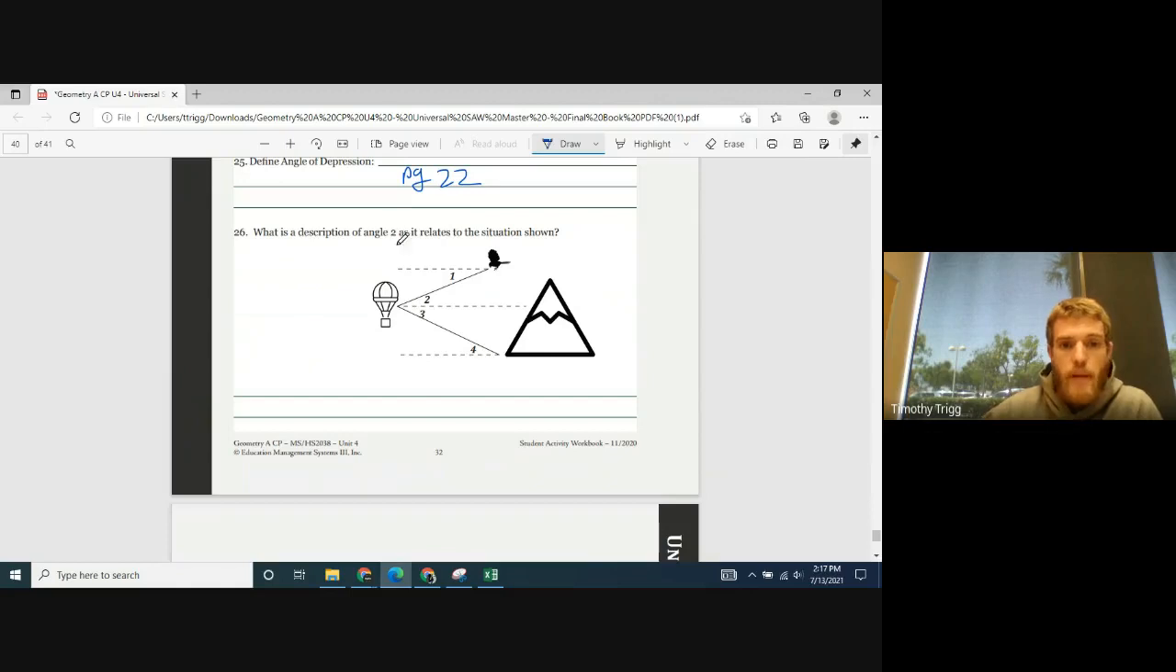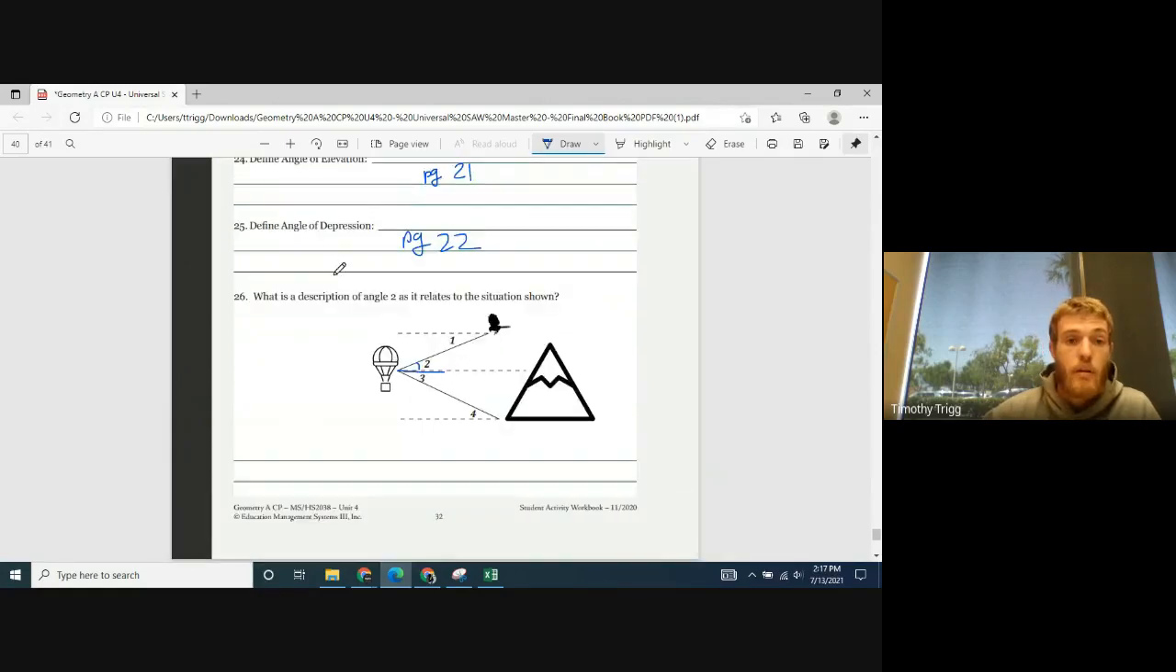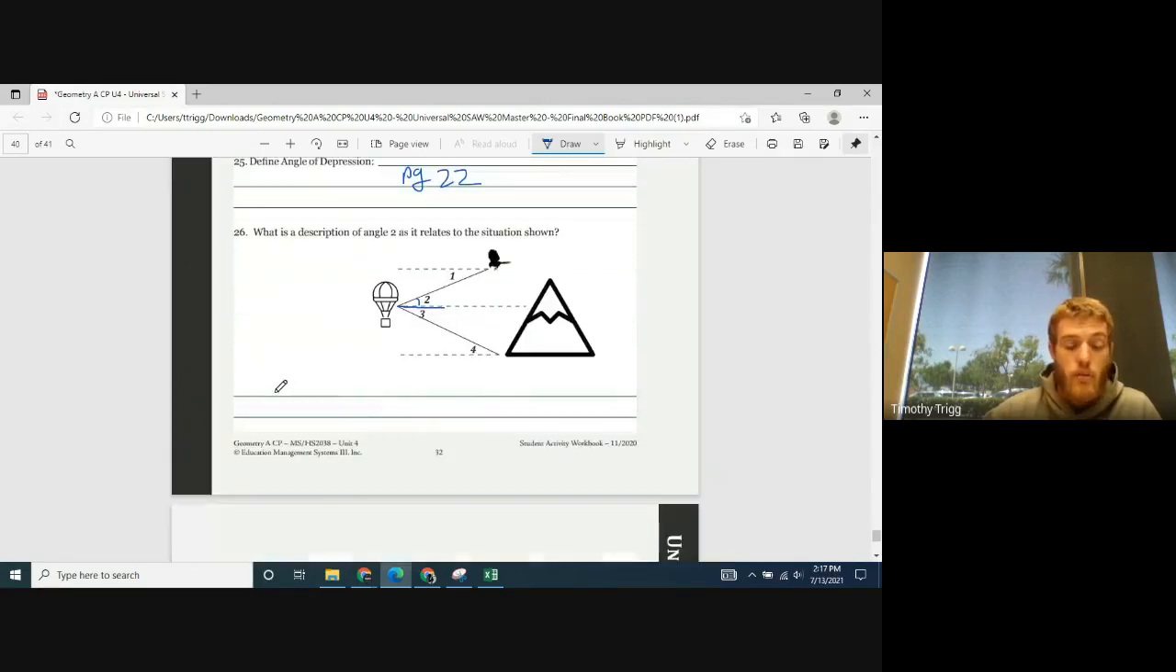What is the description of angle 2 as it relates to the situation below? So angle 2 is right here. Would that be an angle going up or an angle going down? Well, in this case, it's an angle going up. So that would be an angle of elevation. So if it's an angle going up, that's an angle of elevation. So we'd say angle 2 is an angle of elevation.